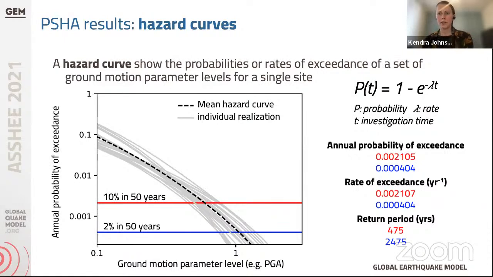So the plot is showing examples that highlight some of the concepts that are important to understanding PSHA results. So in addition to the mean hazard curve, the one shown in black, I'm also showing in gray the hazard curve computed for each individual realization. So this allows us to compute not only a mean hazard, but some statistics indicating, for example, different quantiles that are admitted by the hazard model. I'm also, again, indicating some of the common probabilities of exceedance shown here.